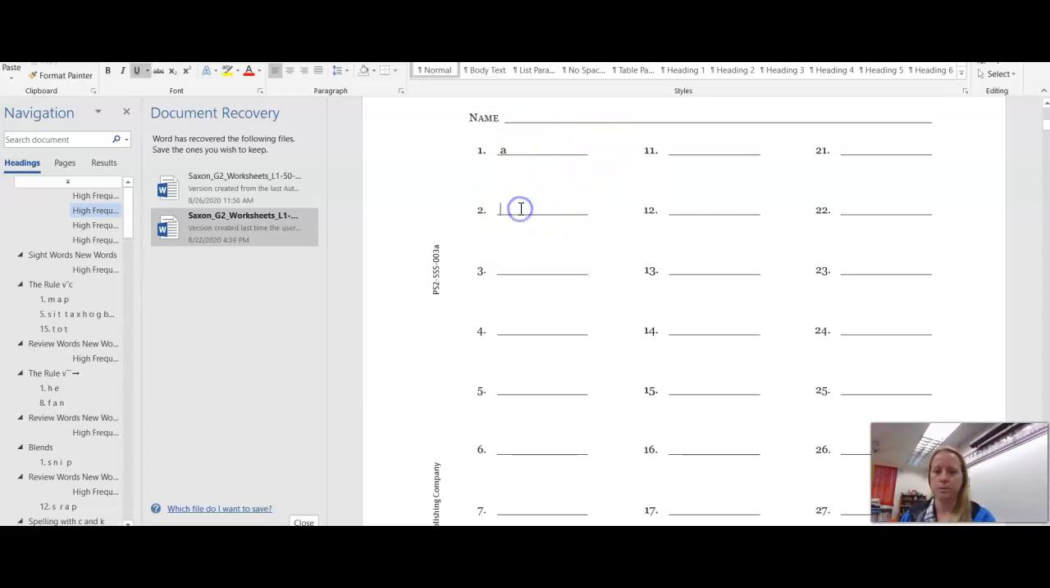Number two, A. Okay, say the letter A. That's the long sound for the letter A. Then write the letter A. Eh. You should say eh. Tell me the letter that makes the sound eh. It should be E. Write it. Long sound, E. Write it.